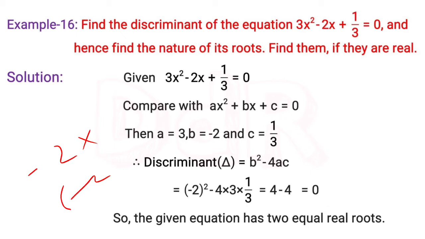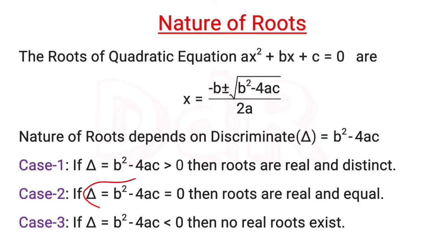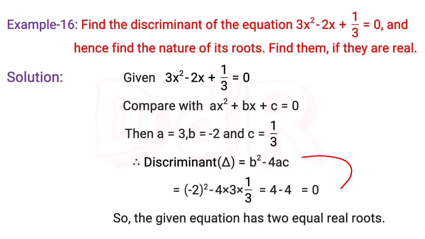Then 4 minus 4 equals 0. So the discriminant value is exactly 0. We know very well, if the discriminant value is exactly 0, then the roots are real and equal. So the given equation has two equal real roots.